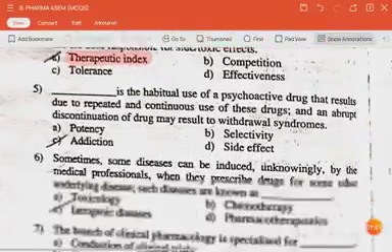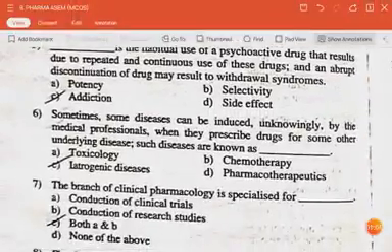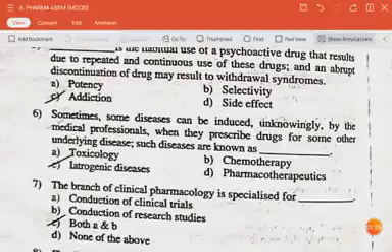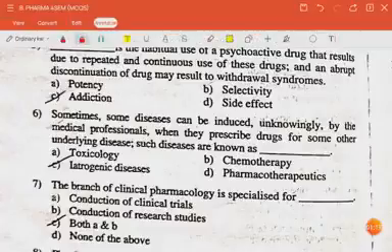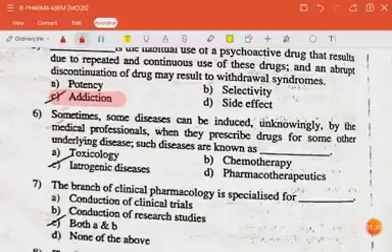The next question is, dash is the habitual use of psychoactive drug that results due to repeated and continuous use of these drugs, and an abrupt discontinuation of drug may result in withdrawal syndromes. The answer is addiction. The next question is, sometimes some disease can be induced unknowingly by medical professionals when they prescribe drugs for some other underlying disease. Such diseases are known as iatrogenic diseases.